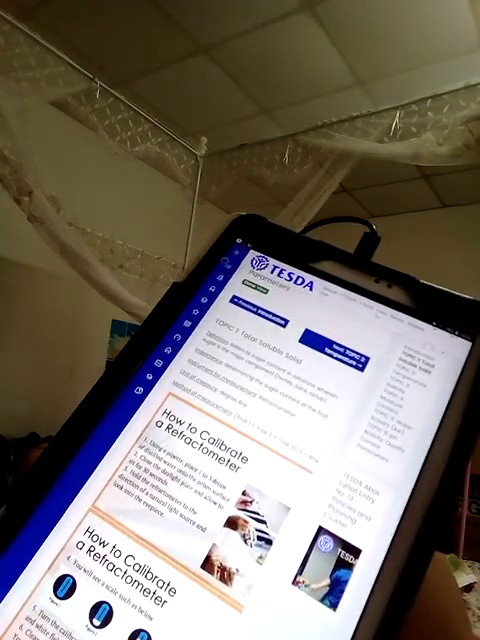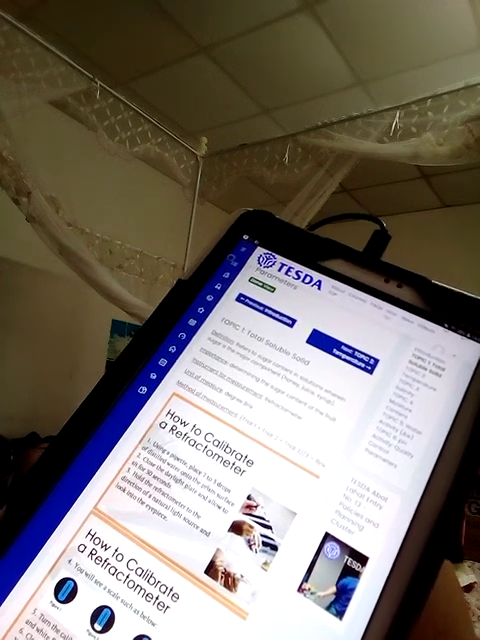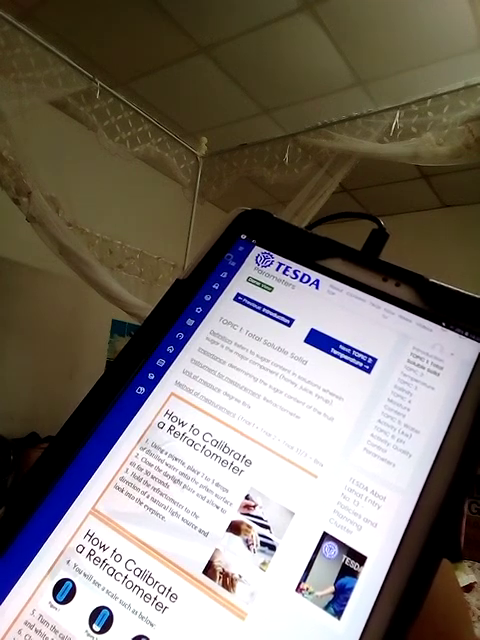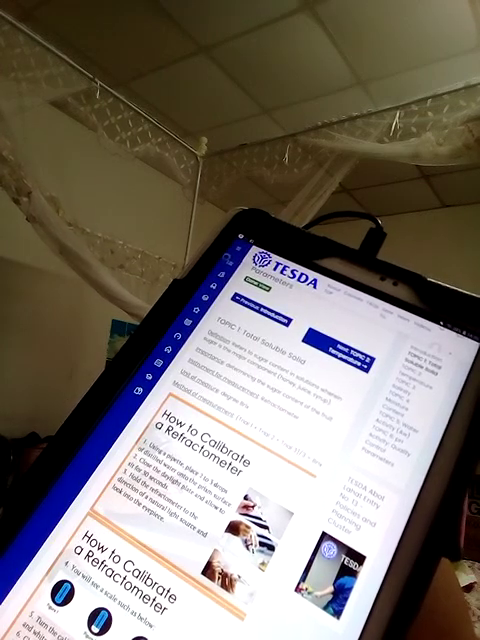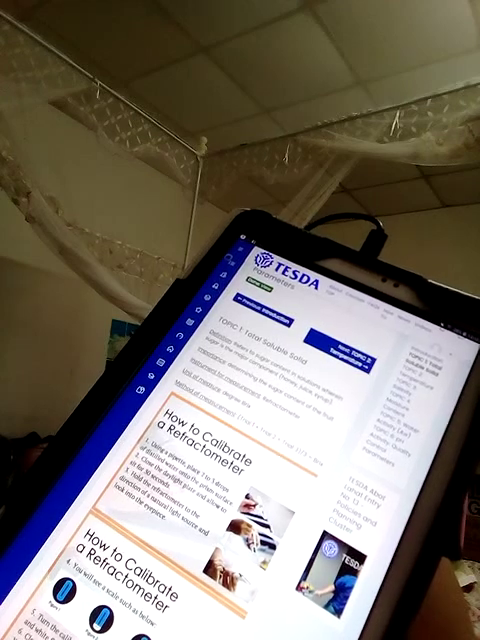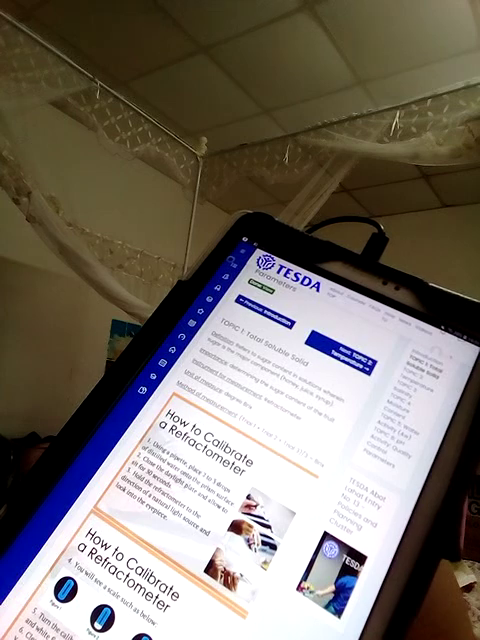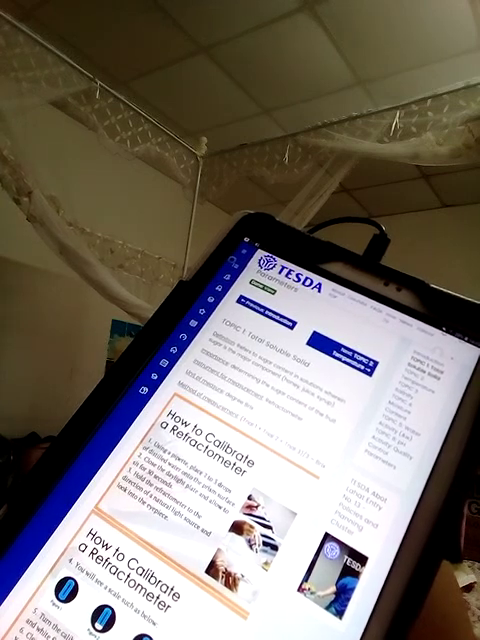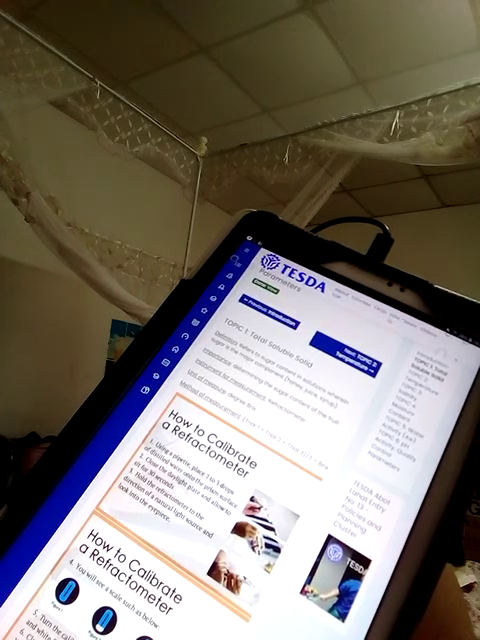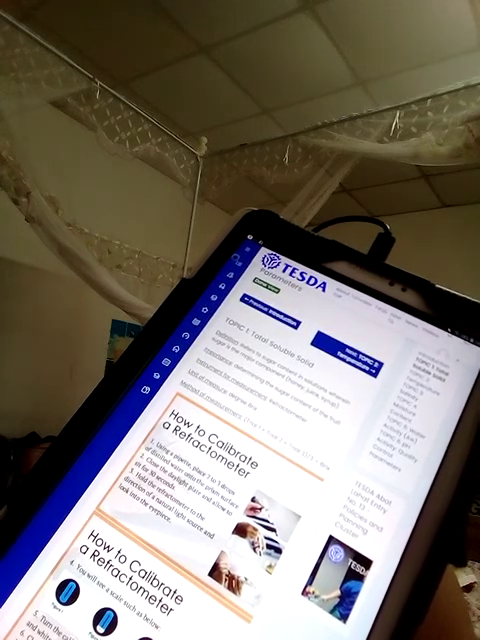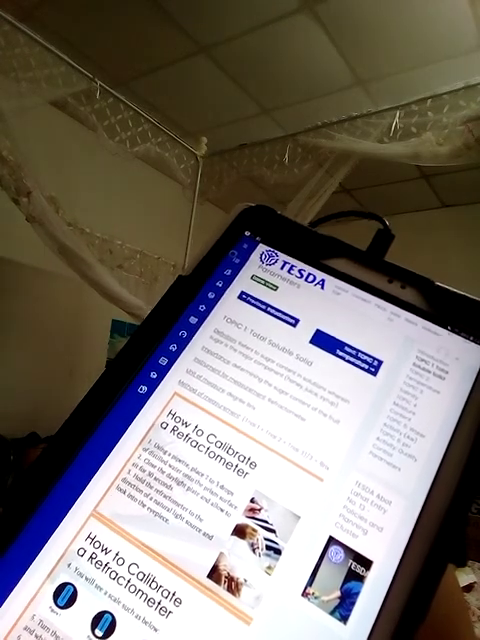So, how to calibrate a refractometer? Number 1, using a pipette, place 2 or 3 drops of distilled water onto the prism's surface. Number 2, close the daylight plate and allow it to sit for 30 seconds. Number 3, hold the refractometer in the direction of a natural light source and look into the eyepiece.